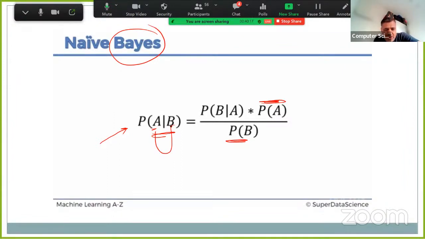B has already occurred, and in that case, what is the probability of A occurring? That case is called conditional probability. So B has already occurred. What is the probability that the next event will be A? In order to check this, we can apply the Bayes theorem, which simply states that it is equal to P of B given A into P of A divided by P of B.